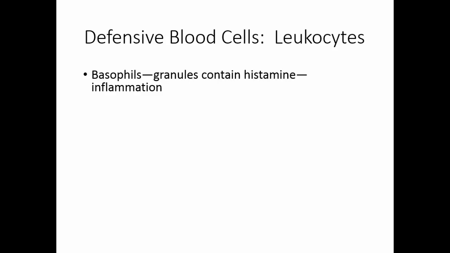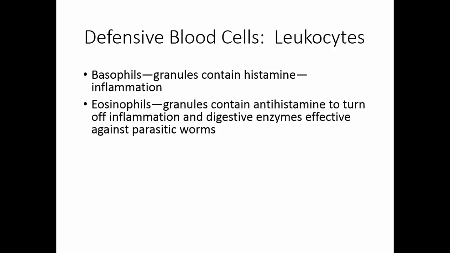Their granules contain histamine, and histamine is a potent activator of inflammation. Eosinophils have granules that contain antihistamine. The inflammatory process is sort of a positive feedback mechanism, so we have to have an off switch for it, and the eosinophils can provide that off switch. The eosinophils also contain digestive enzymes that are effective against parasitic worms.